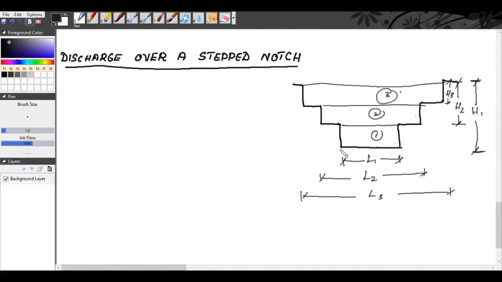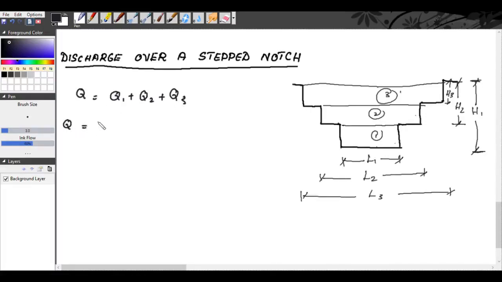So this stepped notch is a combination of three rectangular notches here. It can be more than three also. So the discharge for a stepped notch is nothing but the discharge of all the rectangular parts. So Q will be equal to Q1 plus Q2 plus Q3.